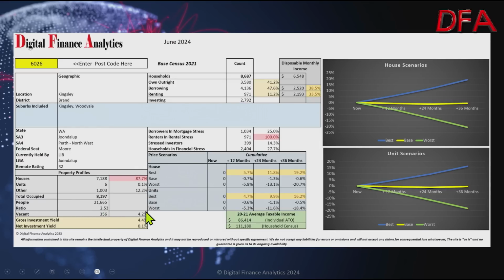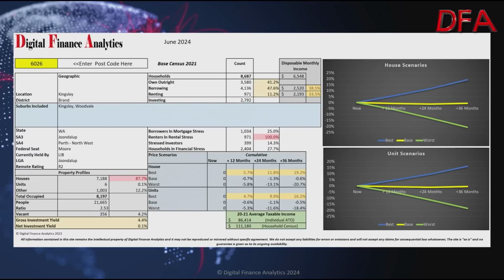Vacancy rate's very low at 4.2. Gross investment yield's 4.4. Net investment yield is just positive 0.1%, one of the few that we've seen positive today. Average taxable is 86,000. The household census said 111,000, so multiple incomes going to pay the mortgage. Disposable monthly income is around $6,500, with 38% going on the typical mortgage, more than $2,500, and 33%, $2,190, going on the typical rental.